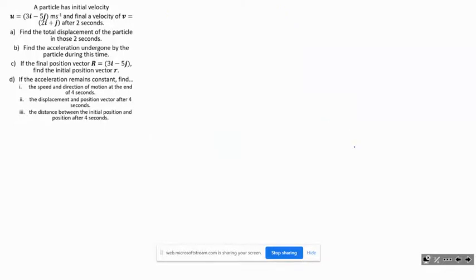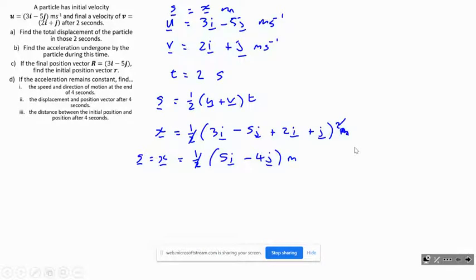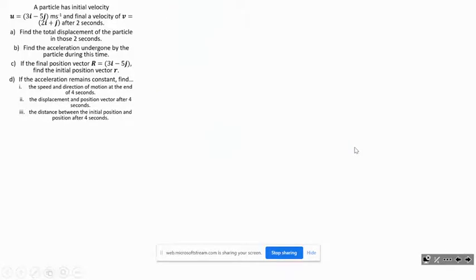To find the acceleration undergone by the particle during this time, so again we're going to use those SUVAT equations: S, U, V, and T. Well, U, V, and T were given, so let's write that down again on this slide. So U is 3i - 5j. I'm not going to write the units this time. V is 2i + j. And T is 2. This time we want to find the acceleration undergone. So the acceleration is what we're trying to find.